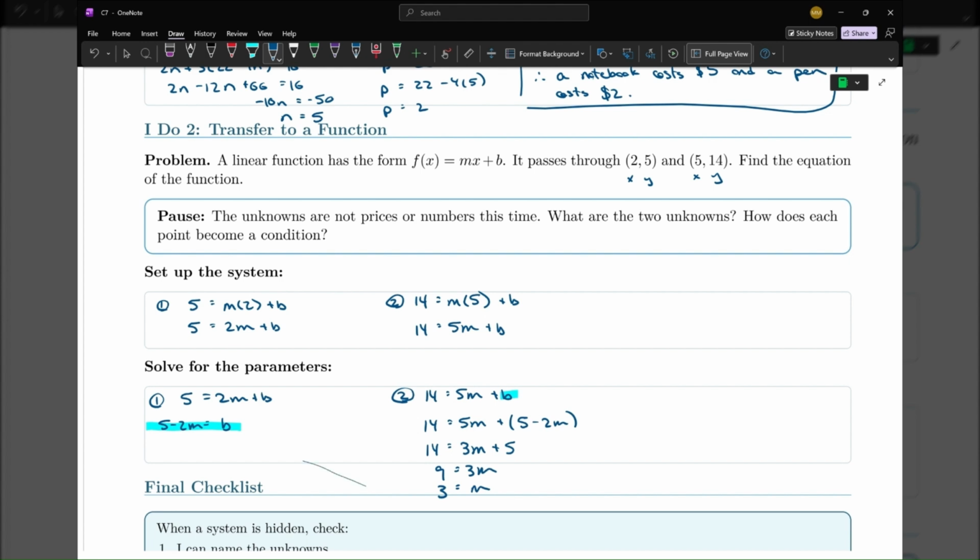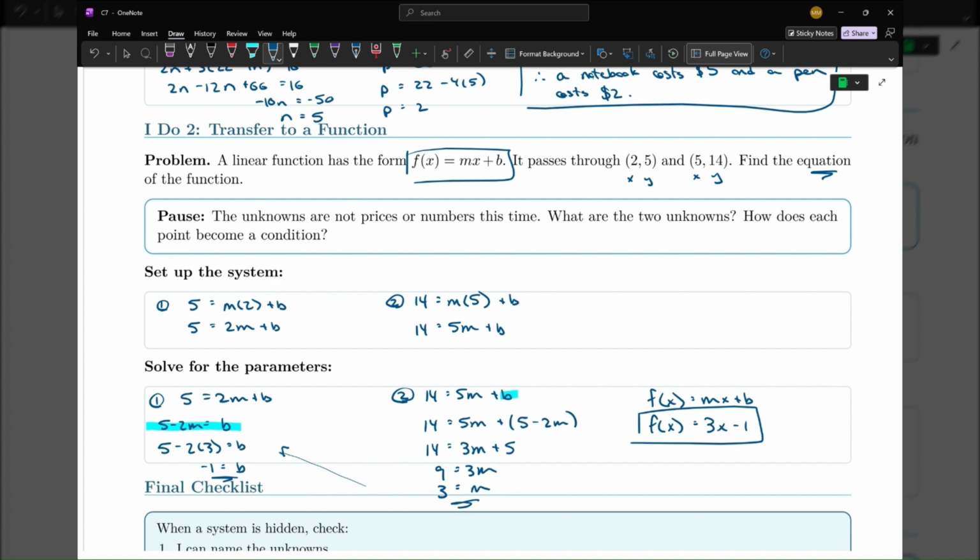And I'm going to pop back over here. So 5 minus 2 times 3 is b. So b is -1. So I have my parameters now. b is -1, m is 3. And then I need to go back to the question, which wanted the equation. So f of x equals mx plus b, but we just said m is 3 and b is -1. So the line is going to be f of x equals 3x minus 1. This is the way more common way you're going to see systems.